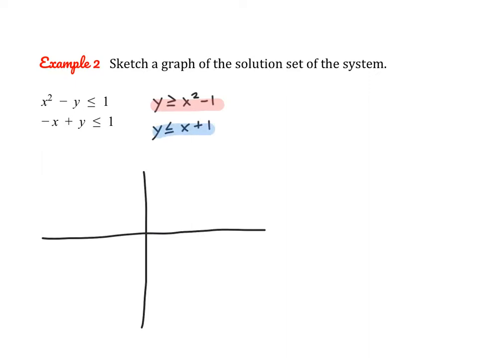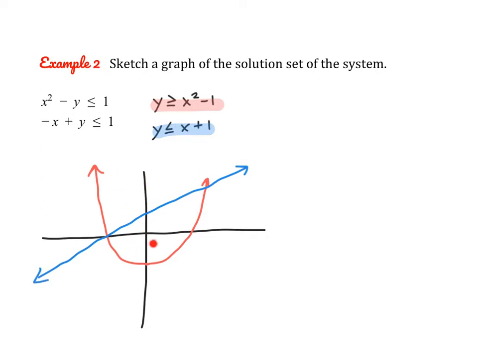So it's a parabola that has a vertex at (0, -1), and then it's just an upward facing parabola. So it's going to look something like this, just a really rough sketch. And for this inequality, we would shade everything above. Now our second one has a slope of 1 and a y-intercept of 1. So it would look something like this. And that one we would shade everything below.